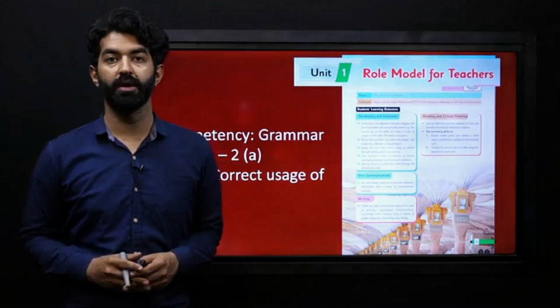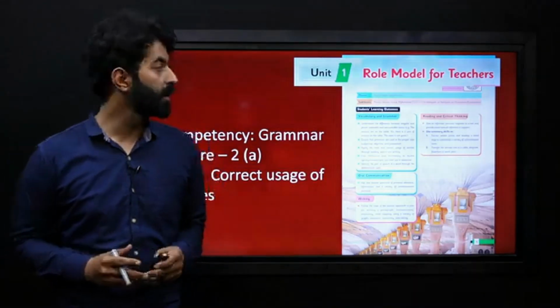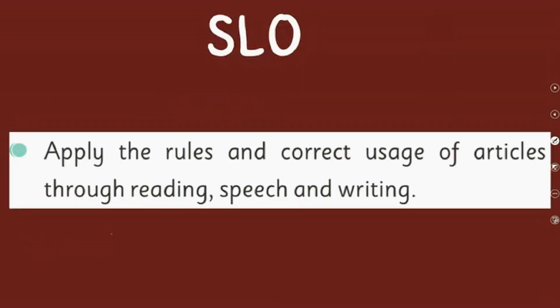As you know, we are beginning our lessons from unit 1 of grade 8. Let's see that we have unit number 1, role models. And the competency that we are dealing with is grammar. This is our lecture 2A with the topic correct usage of articles. So let's begin by reading our student learning outcome and then break it down to understand it further. It says, apply the rules and correct usage of articles through reading, speech and writing.